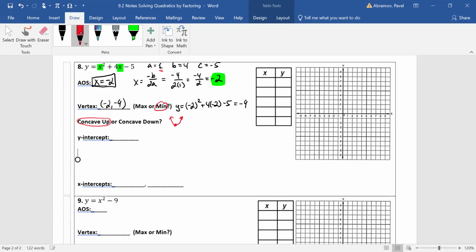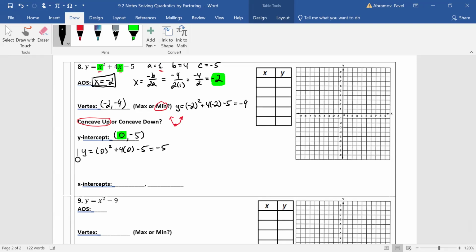which means it will be the minimum. Now the y-intercept: remember, for the y-intercept, the x-coordinate is always 0, so we just need to find the y-coordinate. Since we know the x-coordinate, we substitute it for the x values. Therefore, we end up with y equals 0 squared plus 4 times 0 minus 5, and that just gives us negative 5.